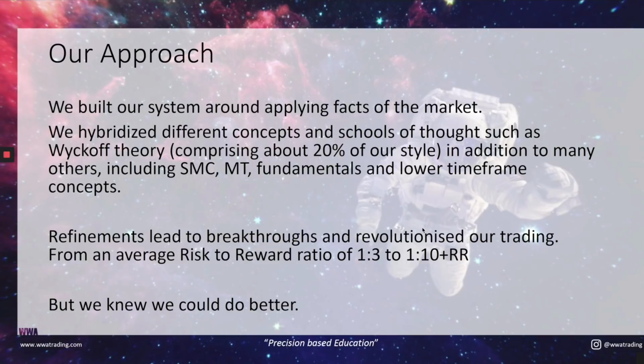But the key for us was really when we started to understand the lower time frame and have real precision in our trading, taking trades on the 5-minute time frame or the 1-minute time frame, or on occasion even on the seconds time frame. We found that these refinements led to continual breakthroughs and revolutionized our trading. Coming from an average risk reward of 1 to 1 or 1 to 3, we were now getting 1 to 10 risk reward consistently, and at times we were getting 1 to 50 or 1 to 100 and beyond.